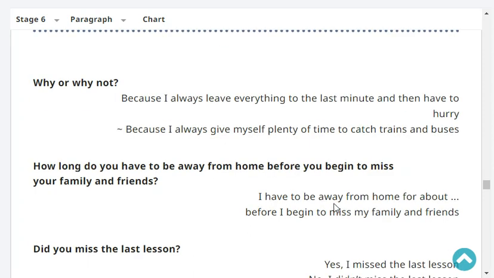How long do you have to be away from home before you begin to miss your family and friends? I have to be away from home for about 1 month before I begin to miss my family and friends.